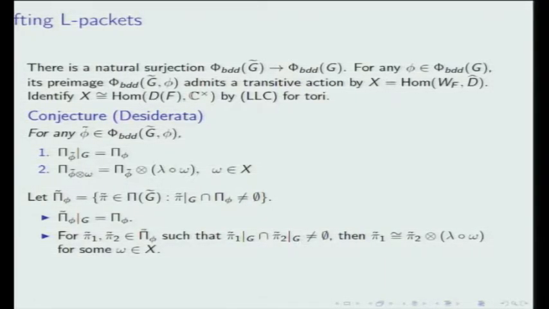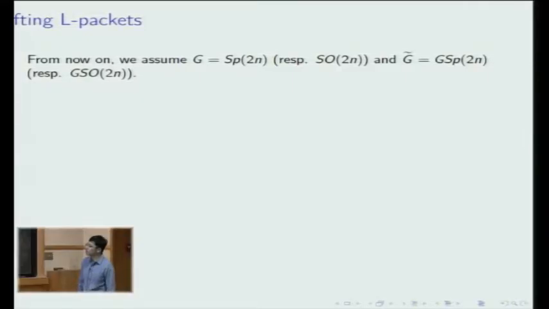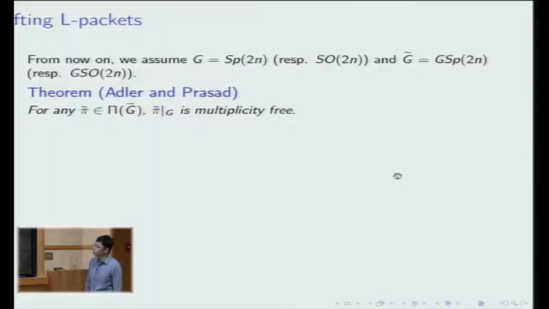But in the main case that we consider in this talk, G is symplectic group or even orthogonal group, and G tilde is general symplectic or the similitude groups. So the situation will be quite simple. We first quote the theorem about multiplicity free. If you take a representation of G tilde and you restrict to G, it is multiplicity free. And it's not true in general, actually. It has something to do with the fact that this SB group, the SB group is abelian.